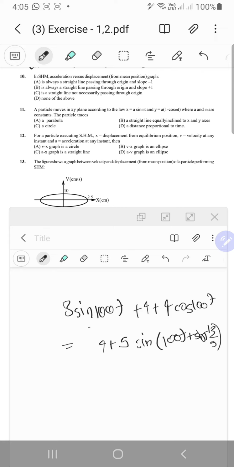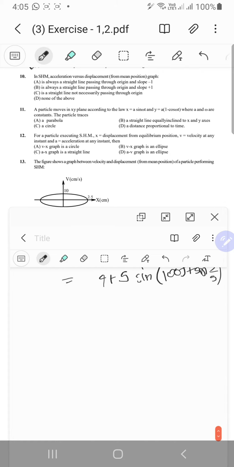In SHM, acceleration versus displacement from mean position. Okay, graph. Okay, acceleration versus displacement. Yeah, it's just a straight line. It's always a straight line passing through the origin, and slope minus 1. No, not minus 1. It's going to be minus k. It is a straight line, not necessarily passing through origin.